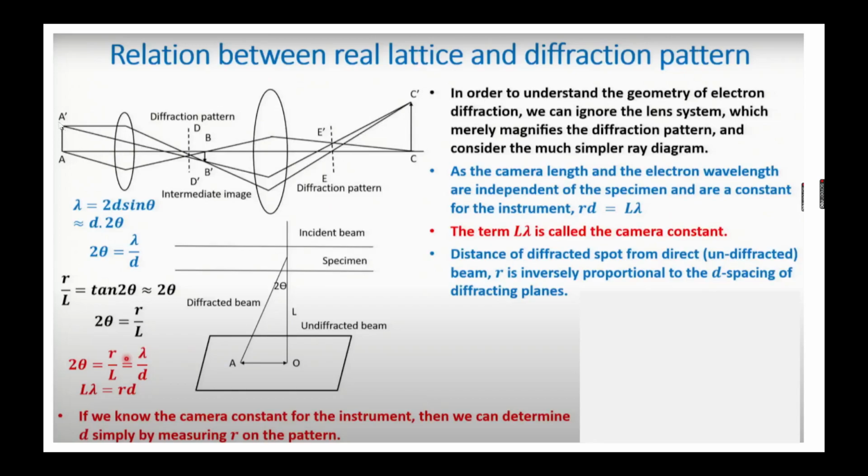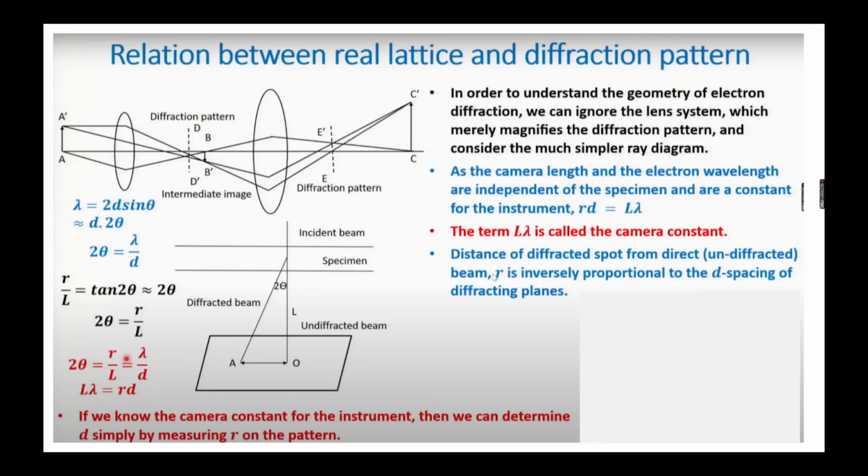As you can see, there will be the object, and there will be the lens, and the ray is coming, and this will be the focus, and here you will get the inverted image, and after this you will get a magnified image. Here you are keeping n equals 1 and lambda equals 2d sine theta. Since theta is very small, you can take sine theta equals theta, so lambda will be d into 2 theta. So 2 theta equals lambda by d.